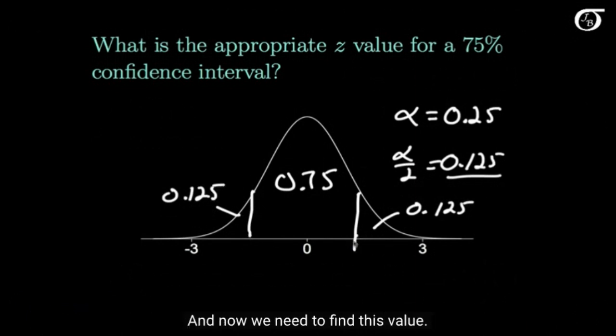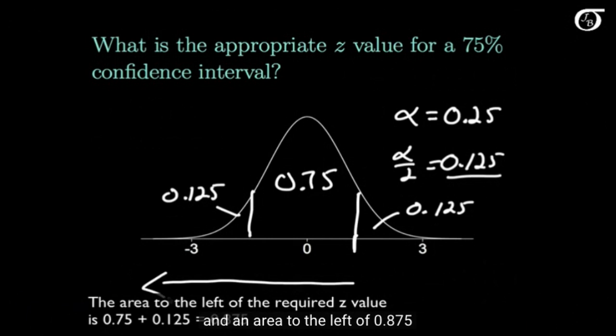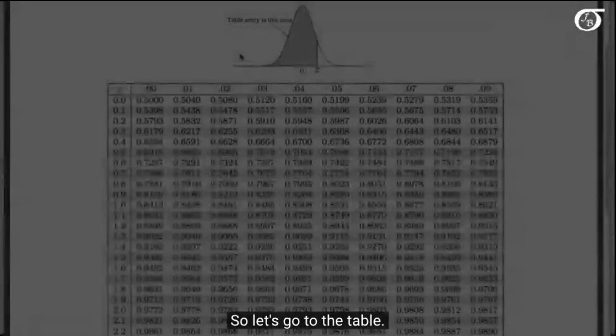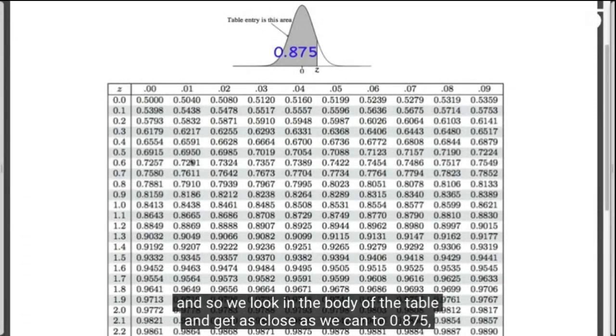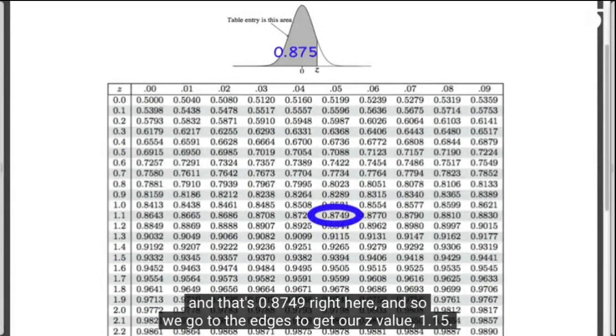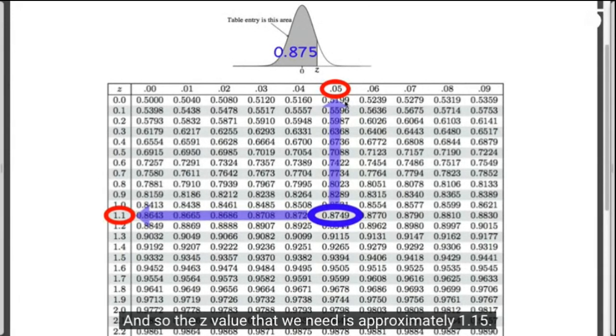And now we need to find this value. Well, this value has an area to the right of 0.125 and an area to the left of 0.875. Let's go to the table. We want to find the Z value that has an area to the left of 0.875. And so we look in the body of the table and get as close as we can to 0.875, and that's 0.8749 right here. And so we go to the edges to get our Z value, 1.15. And so the Z value that we need is approximately 1.15.